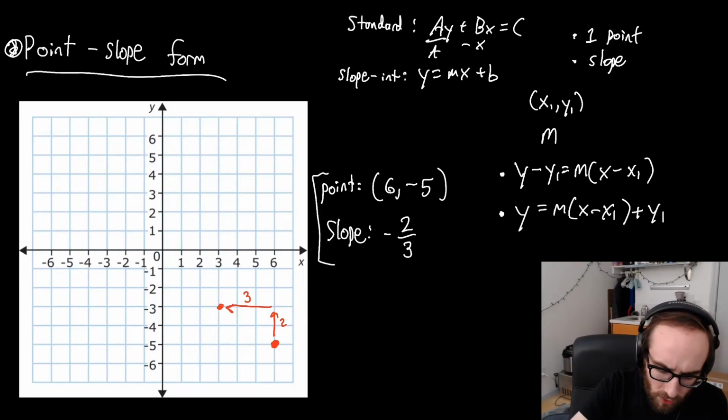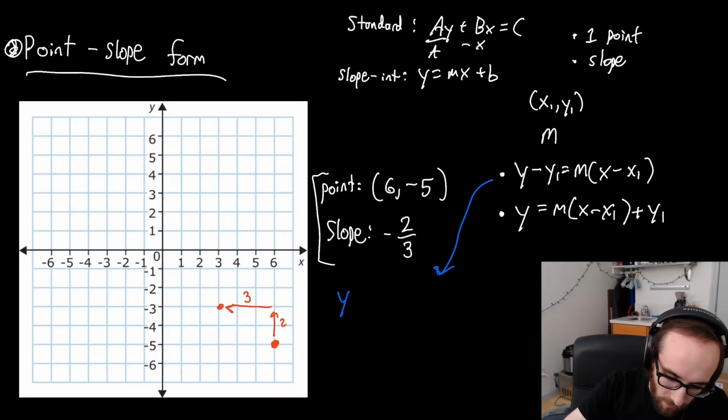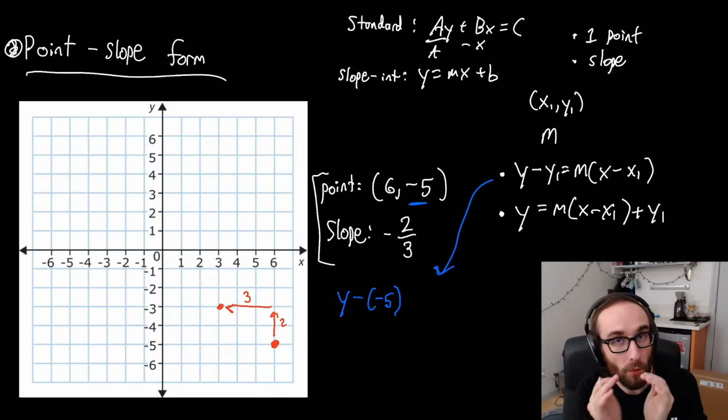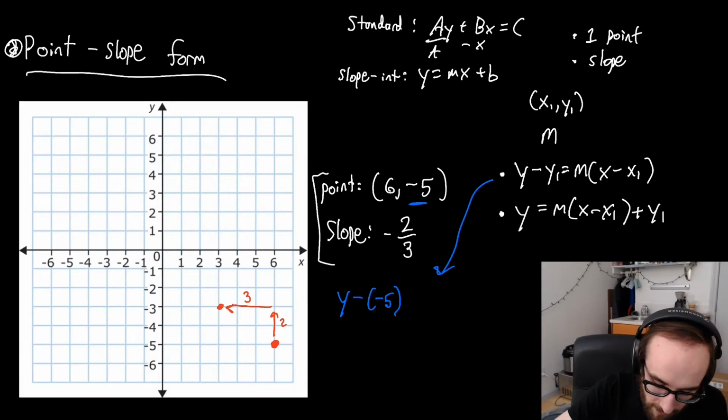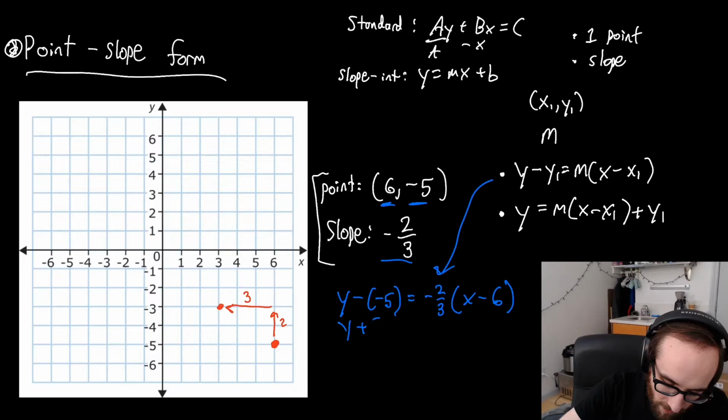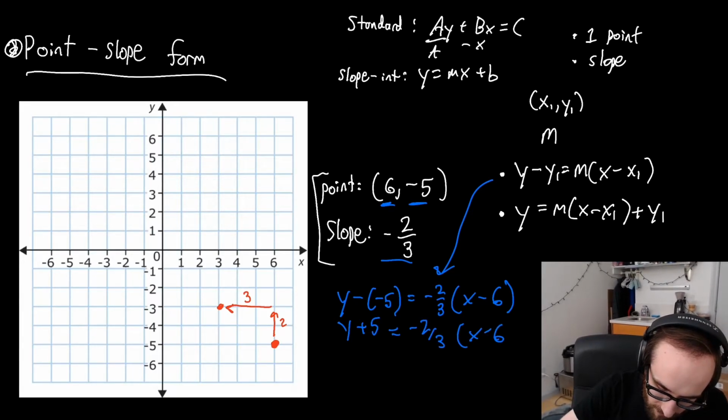We could also write the equation just using our point-slope format that we just learned about. So our point and our slope. Let's go ahead and use this equation here. We have y minus, well, our y value is -5. And as always, when we're plugging in negative numbers, we want to make sure that we use parentheses. So y minus (-5) equals, our slope is -2/3 times (x minus), our x value here is 6. Okay, so y plus 5 equals -2/3 times (x minus 6).